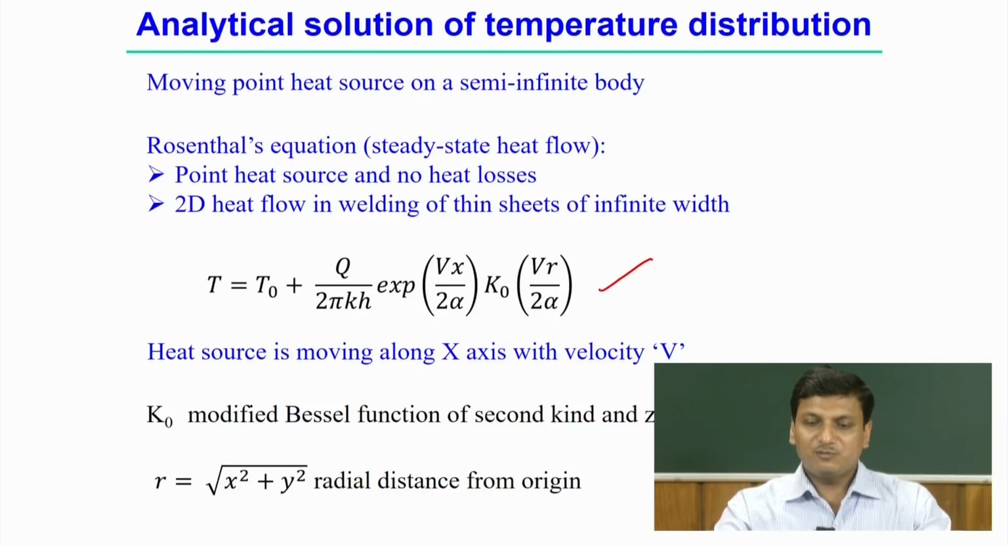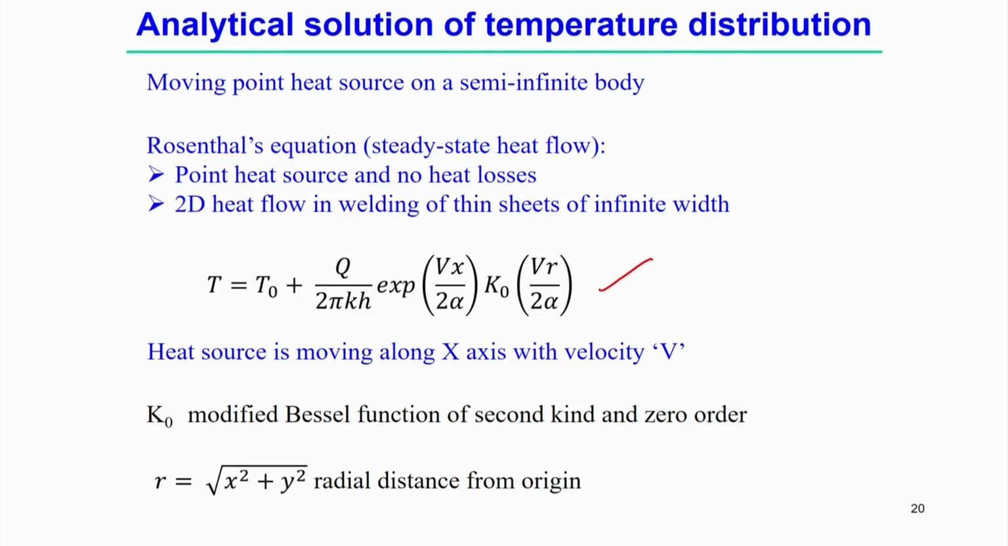So, in that case we can find the temperature distribution like this: T equal to T0 plus Q by 2 pi kh, times exponential of Vx by 2 alpha, times K0 of Vr by 2 alpha. Here K0 is the modified Bessel's function of the second kind and zero order. We can further expand or approximate this K0 value to find the temperature distribution. And since it is a steady state temperature distribution, this temperature is not a function of the time component.